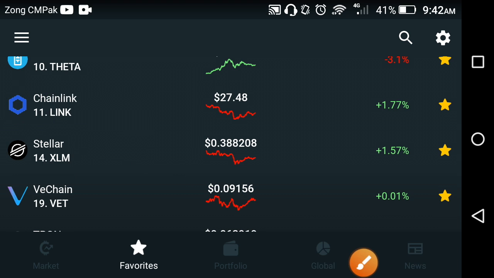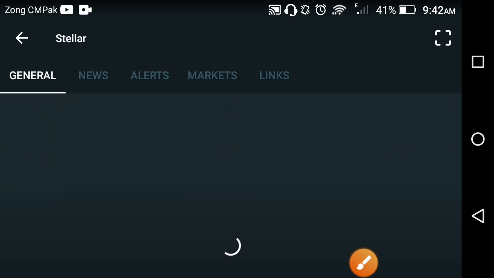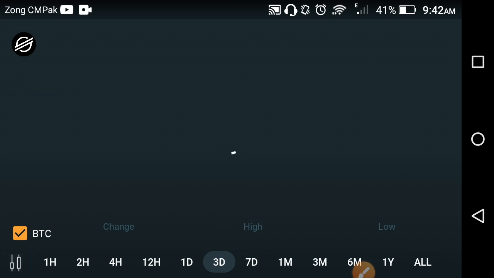Now let's see the price prediction of Stellar XLM in the previous 3 days and the last hour results. What changes occurred in Stellar XLM in the previous 3 days? First of all, let's see the 3 days result of Stellar XLM. What change occurred? What's the high price of Stellar XLM in the previous 3 days?